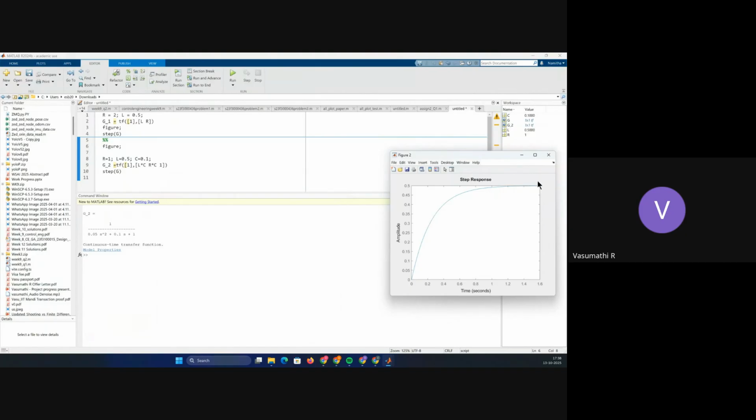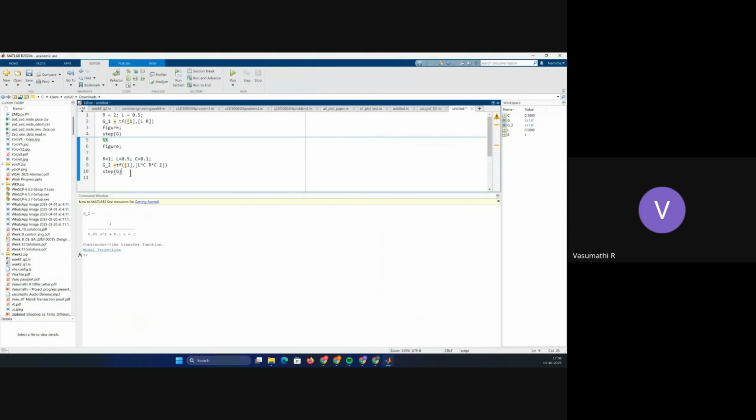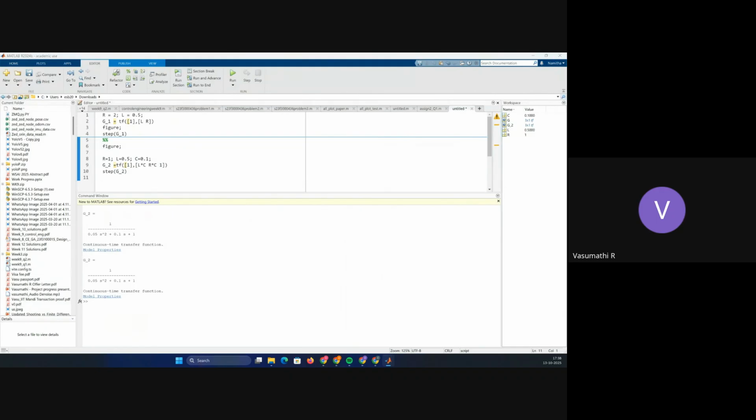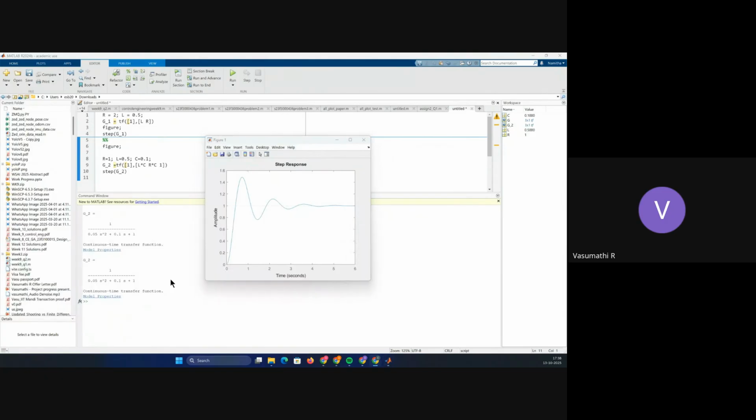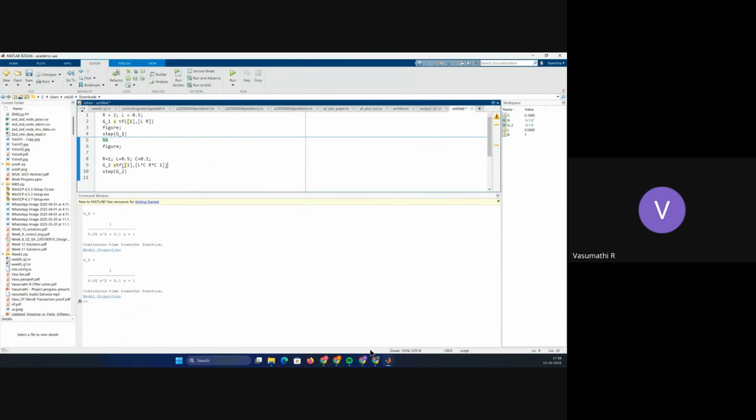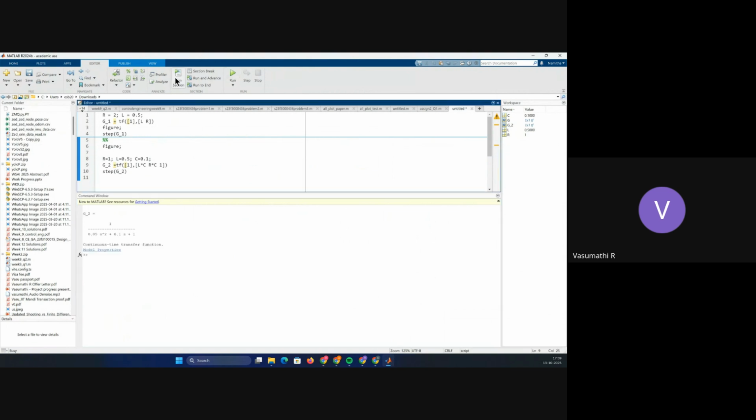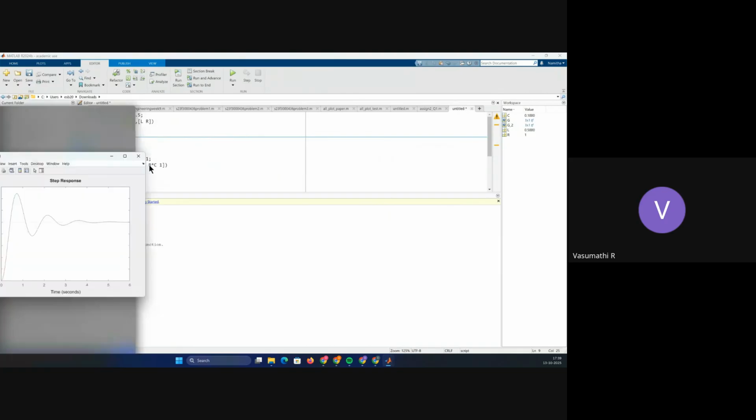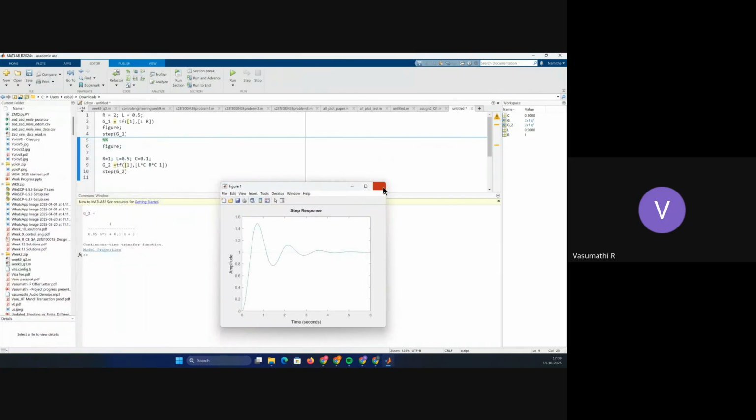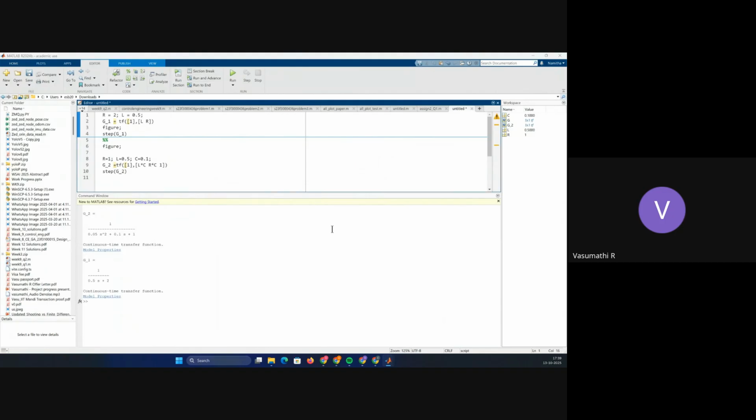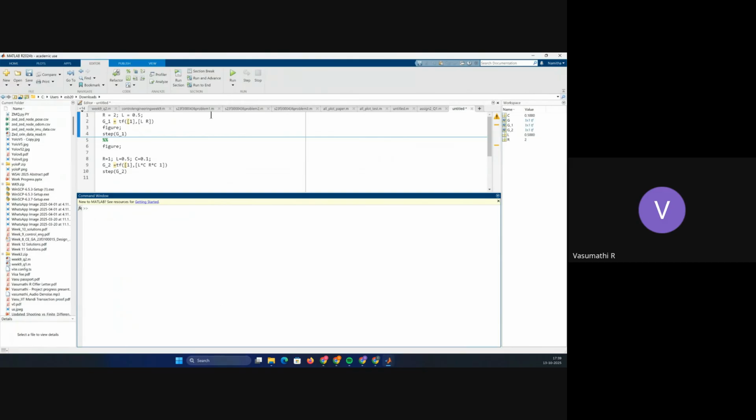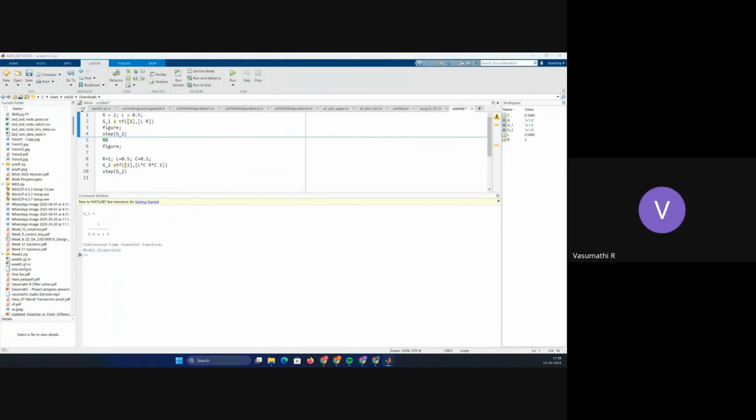Why are both looking the same? I think something is missing. Okay, right. Step of G1, step of G2. Yeah, so this is figure 1. I guess it's better to... okay. Right. Now see, this is the G1.